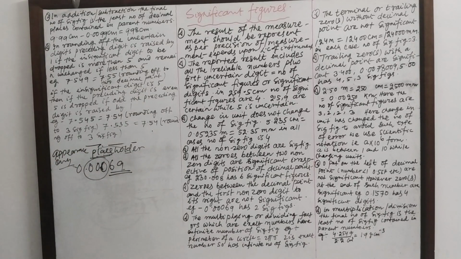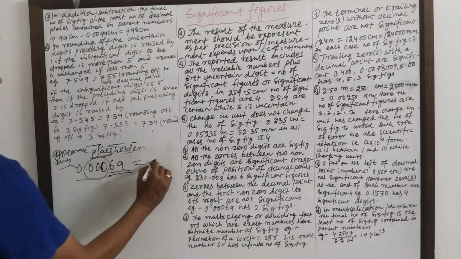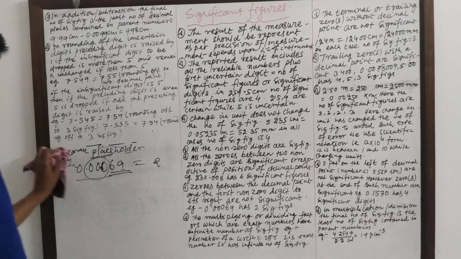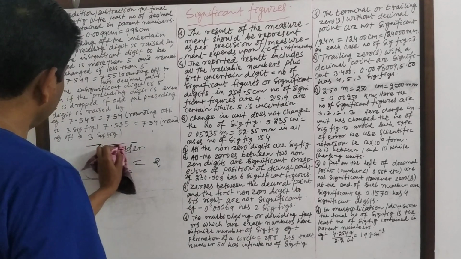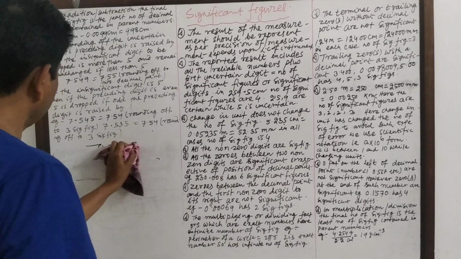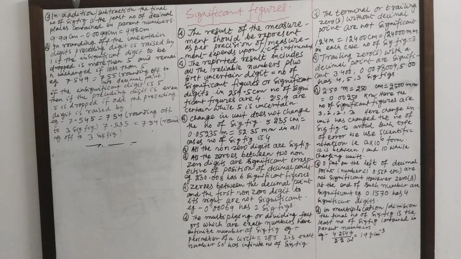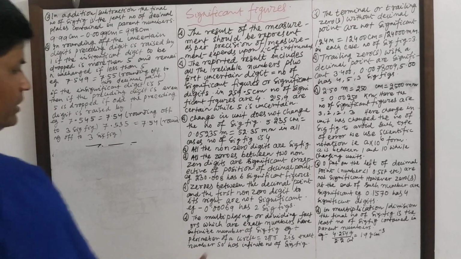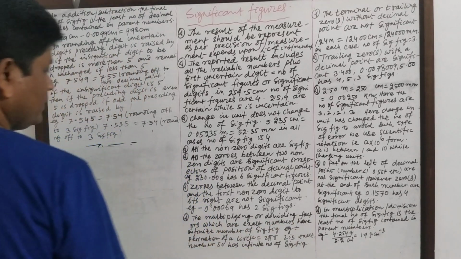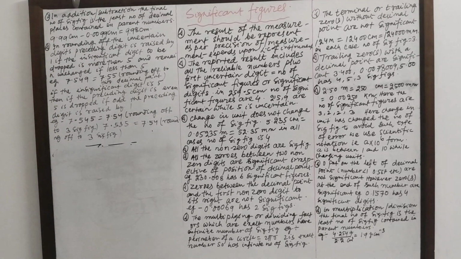Okay, these are not significant figures, so the number of significant figures here is 2. Now come to the multiplying or division factors, which are exact numbers and have an infinite number of significant figures.